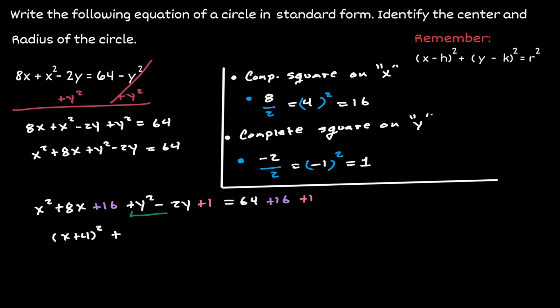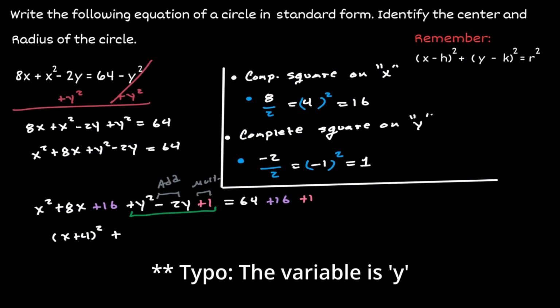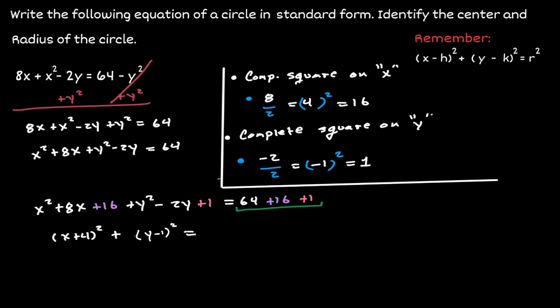Now, if we look at the next three terms, notice that we can factor this out as well, because we will be looking for two numbers that, if you multiply, give you 1, and if you add them up, give you -2. And those two numbers are -1 and -1, which is the value that we obtained when we were completing the square on y. For the variable of y, we can write it as y minus 1 times y minus 1, which is the same as y minus 1 squared. And on the right-hand side, when we combine those terms, that gives us 81.